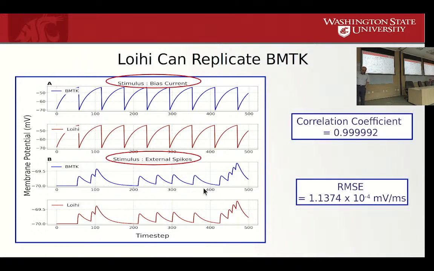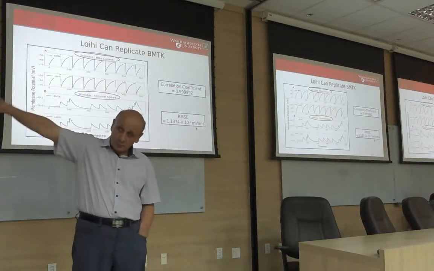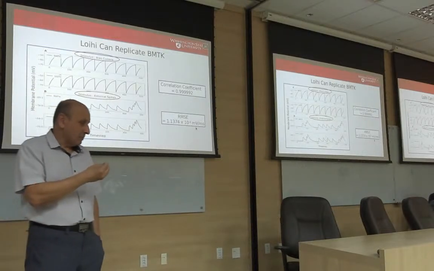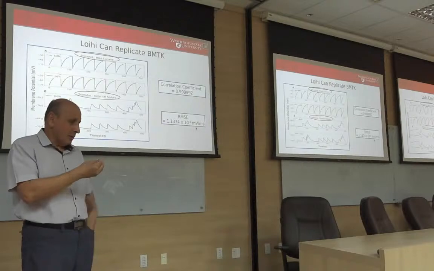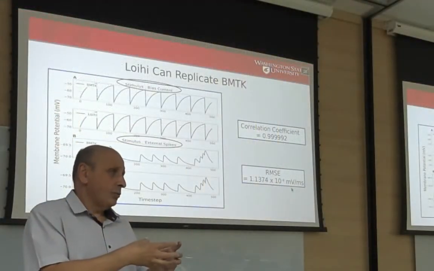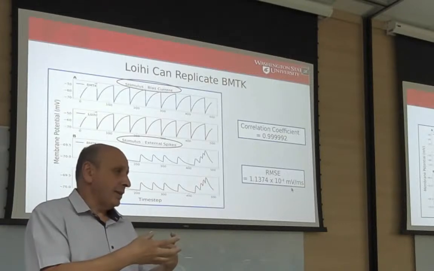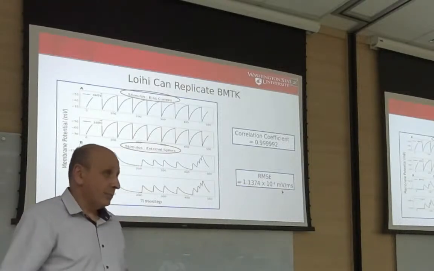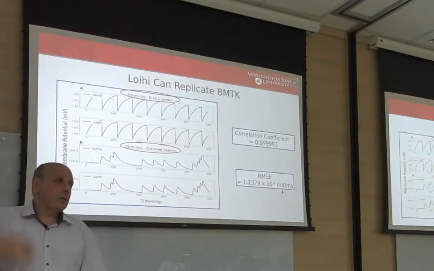Of course, it's good to look at things, but also good to compare with numbers. All those are pretty close. The correlation coefficient is almost 1. Another measure, root mean square, is about 10 to the minus 4 millivolts per millisecond for the whole trajectory. Looks good. On the other hand, standard computational errors tend to be of the order of 10 to the minus 8, minus 10. So this already shows some discrepancies and leads us to do other research as well.